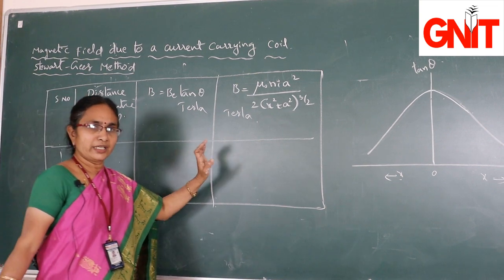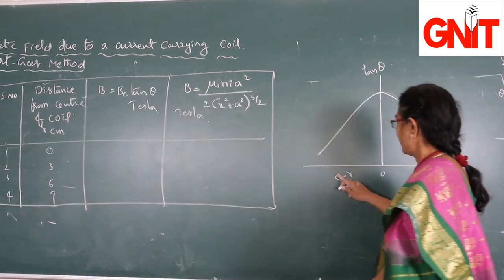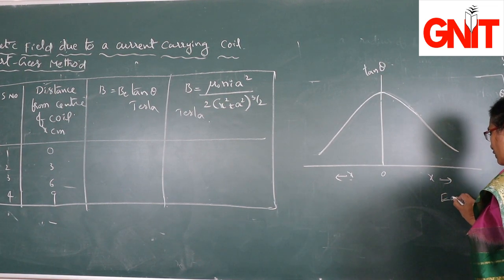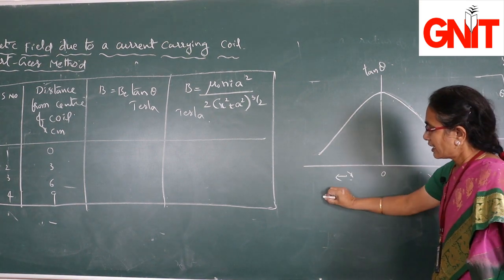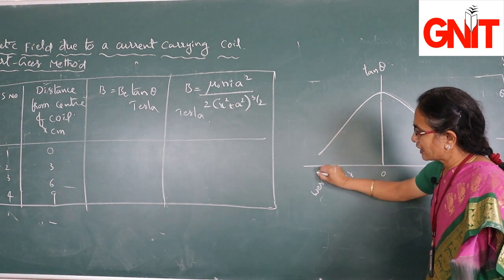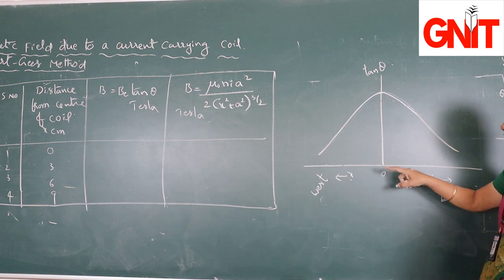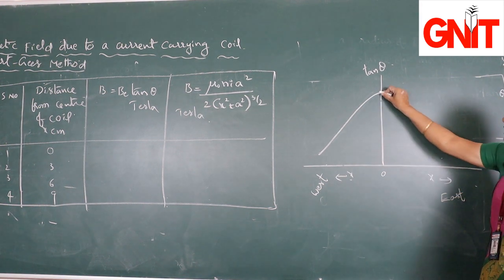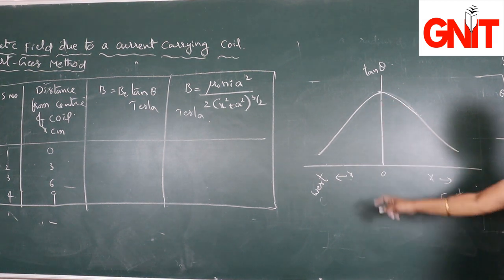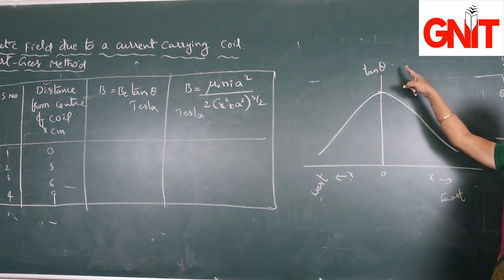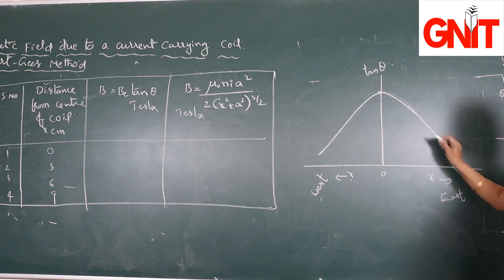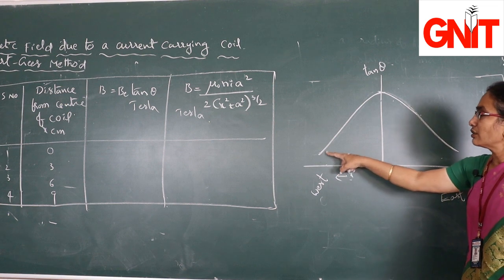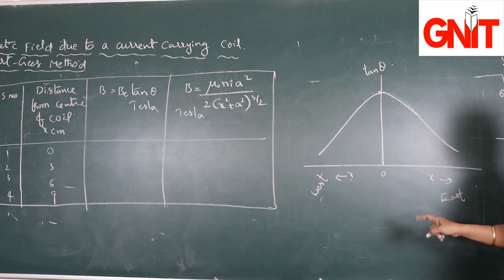And after doing this, you will draw a graph between distance and tan theta. One set of values you will take along east direction, another set of values you will take along west direction, and you will get a Gaussian distribution curve like this, because you know that at the center the magnetic field is maximum, so deflection is maximum, tan theta value is maximum. As you go away from the center, the magnetic field reduces, so angle also reduces. So, if you get a Gaussian distribution curve, that means your experiment is correct.